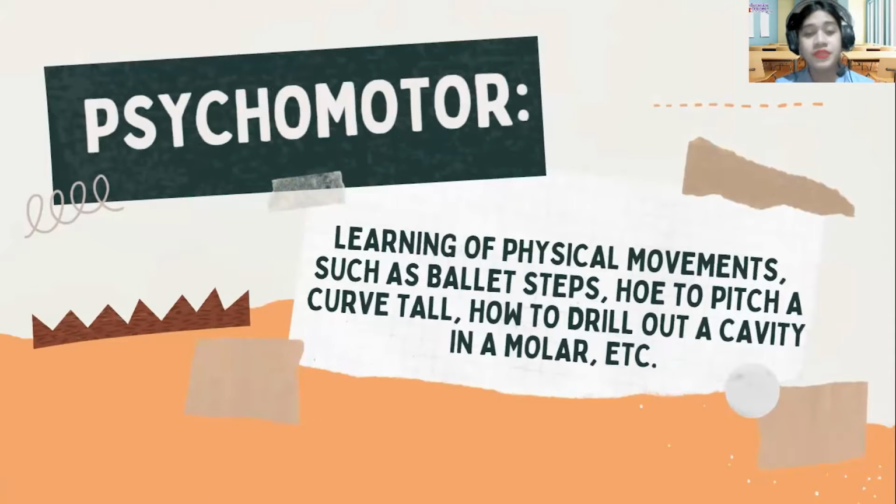This domain includes physical movement, coordination, and use of the motor skill areas. Development of these skills requires practice and is measured in terms of speed, precision, distance, procedures, or techniques of execution. As I mentioned a while ago, the ballet, yes, that is also the techniques in execution.